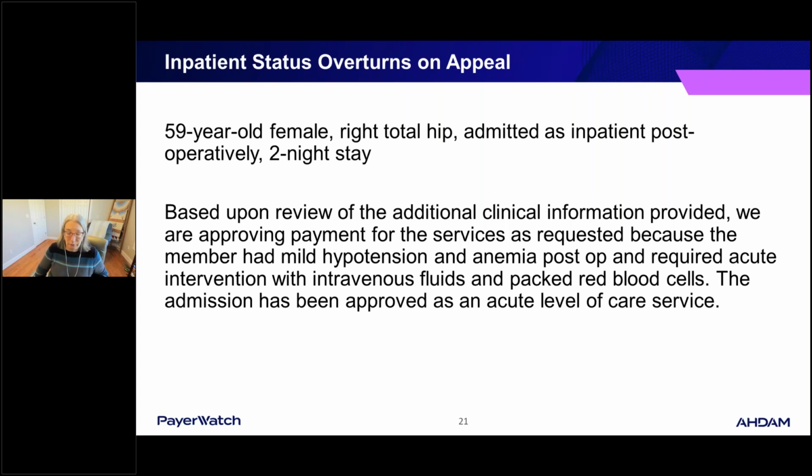The payer overturned it, and the payer said, based upon review of the additional clinical information that we provided, we are approving payment for the services requested because the member had mild hypotension and anemia post-op and required acute intervention with IV fluids and packed red blood cells. So the admission has been approved as an acute level care service. That doesn't seem to me to be a very high bar to have to jump over to get inpatient. Like I said, I was a little bit surprised to see that.